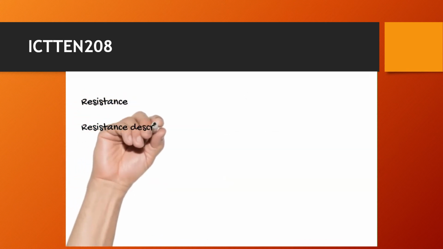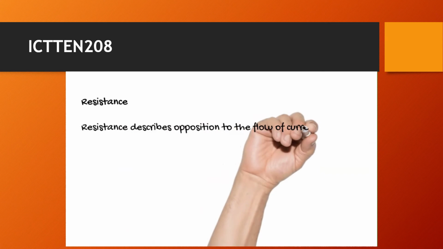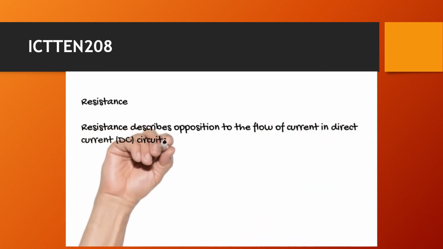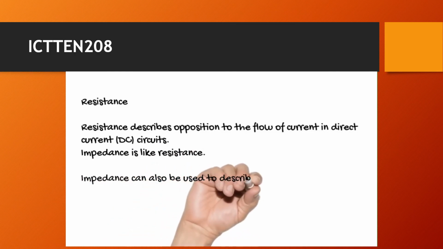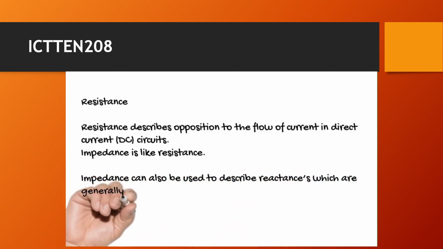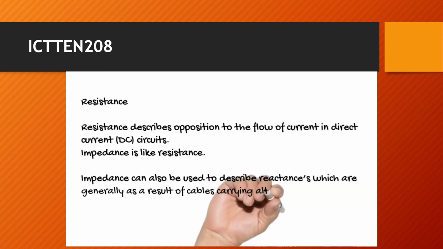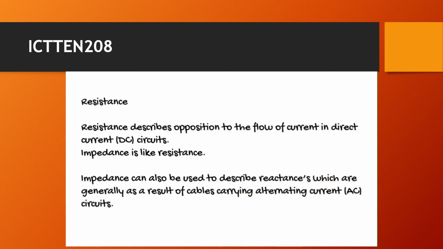Resistance describes opposition to the flow of current in direct current, DC, circuits. Impedance is like resistance. Impedance can also be used to describe reactances, which are generally a result of cables carrying alternating current, AC, circuits.